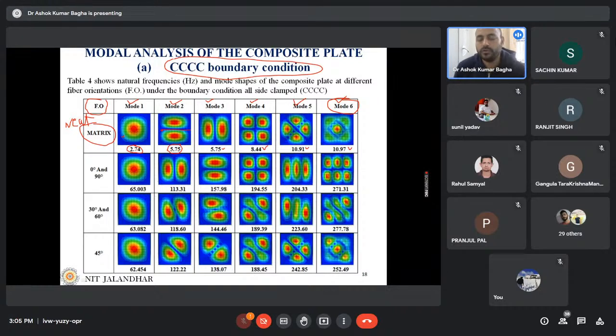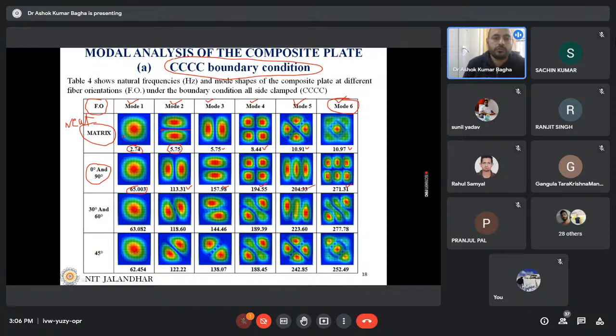Our objective is to see what happens when the fibers are reinforced inside the matrix with a particular fiber orientation. What is its effect? You will see a huge effect here. For the neat matrix, the frequency is 2.74, and when you add fiber in the matrix, the frequency changes from 2.74 to 65 hertz. This is because of the Young's modulus difference between the fibers and the matrix. And when the fibers are oriented at 0 degree and 90 degree, these are the fundamental frequencies.